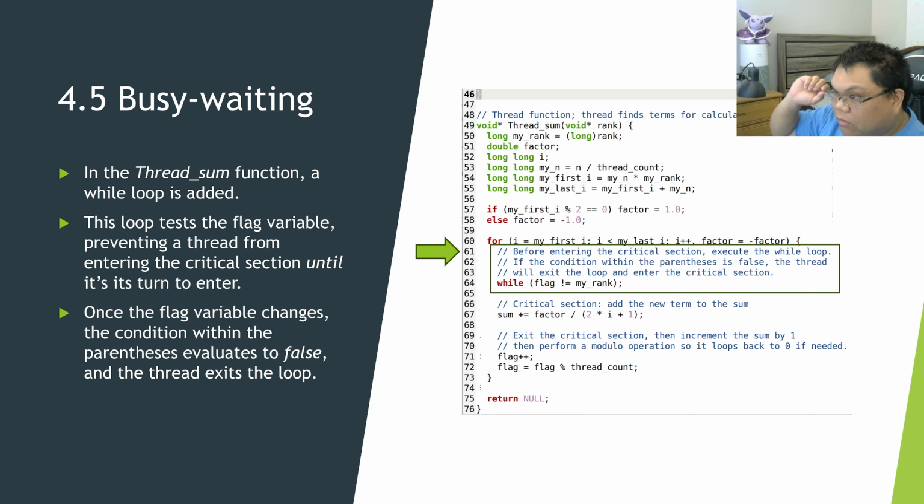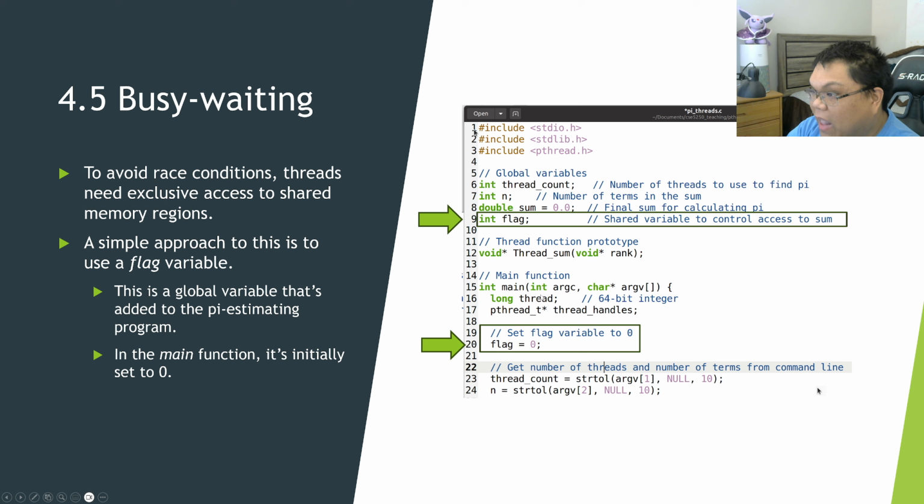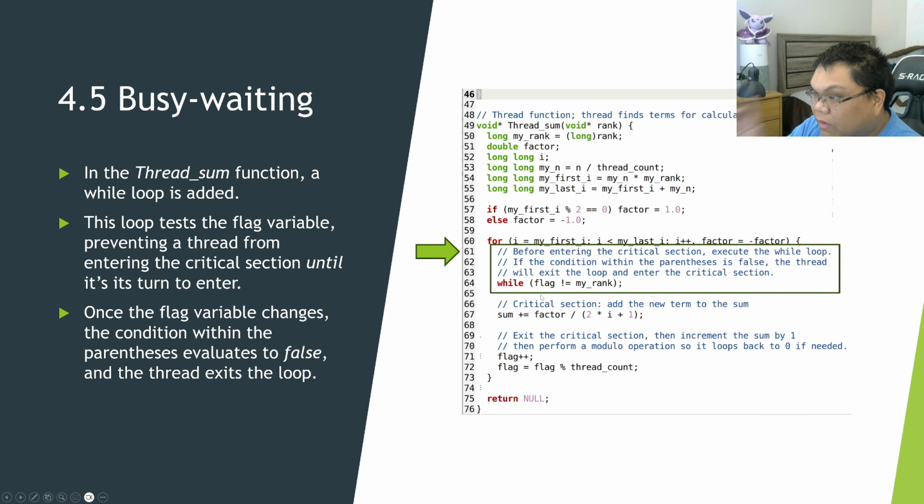Basically, if this is thread 1 and thread 0 was allowed to go first, thread 1 is going to repeatedly check the flag and see whether it's not equal to my rank. It's gonna check that over and over again. And now, thread 1 is caught in an infinite loop.